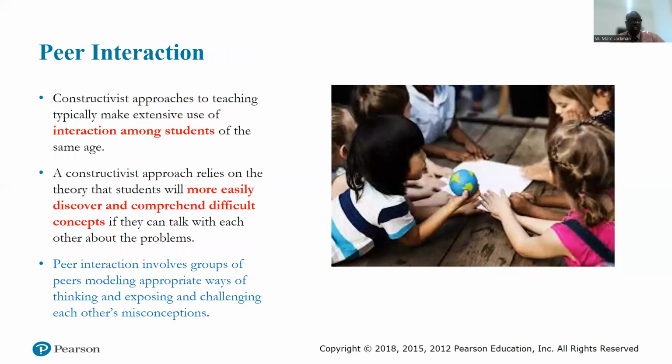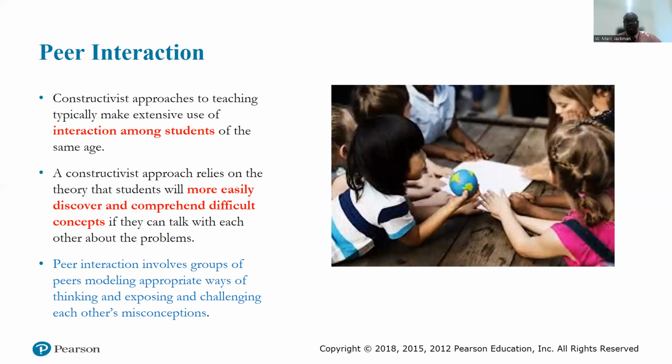Of course, during these learning processes, peer interaction is emphasized, and peer interaction is important among students of any age in constructivist learning. This approach helps students to learn from each other and to have their knowledge tested, to have to explain what they're learning, and more difficult concepts can be broken down as they talk to each other and help each other solve problems. Peer interaction also involves peer modeling appropriate ways of thinking, exposing and challenging each other's misconceptions.